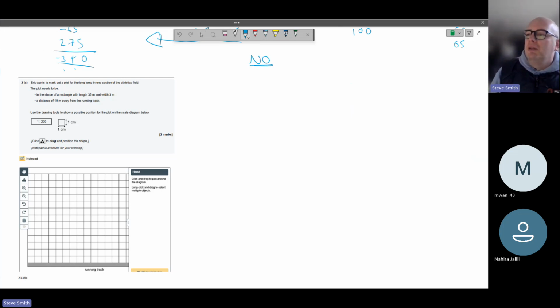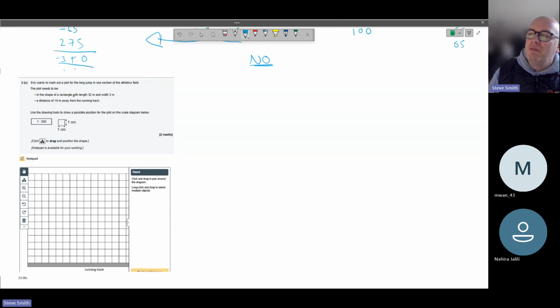Eric wants to mark out the plot for a long jump. I don't know why, when I printed this screen out, I didn't click on that little arrow because that would have gone that way. So at the minute, my grid is not large enough. And I remember this last time when I did this question, I thought, oh my God, what a mistake I've made. So Eric wants to mark out a plot for a long jump in one of the sections.